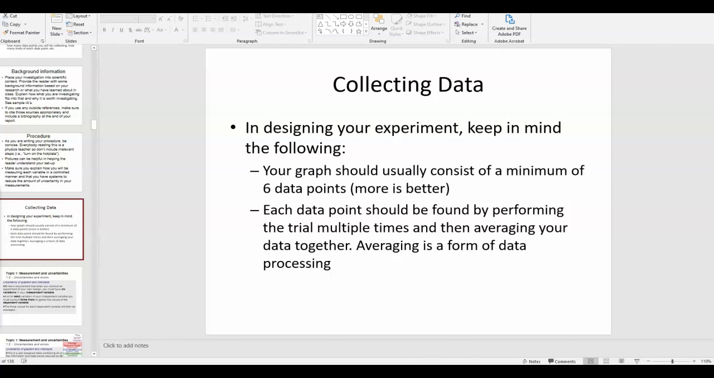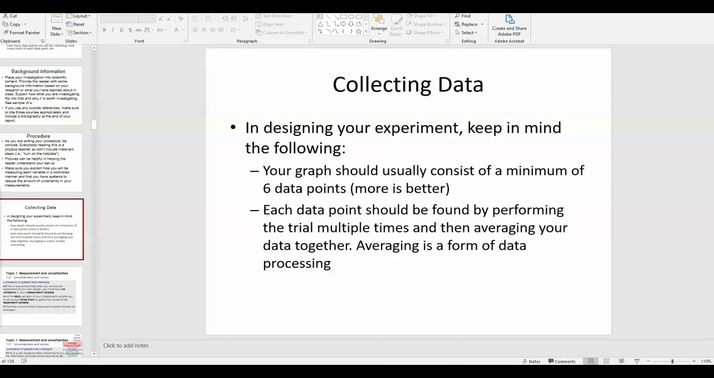Okay, so in this video, we're going to continue talking about the IA, and we're going to talk about collecting data and uncertainties and graphing your data and stuff like that.